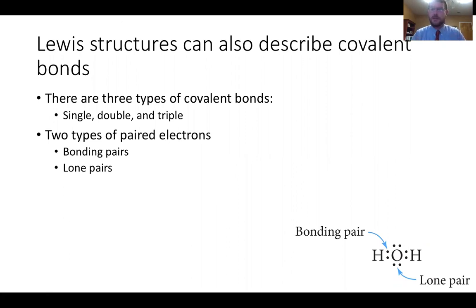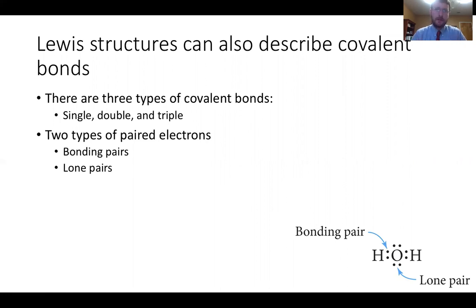We just want to continue on with Lewis structures. We talked about Lewis structures working with ionic compounds. Now we're going to talk about Lewis structures working with covalent compounds, and this is really the power of Lewis structures. There are three different types of covalent bonds that we're going to talk about: single bonds, double bonds, and triple bonds.